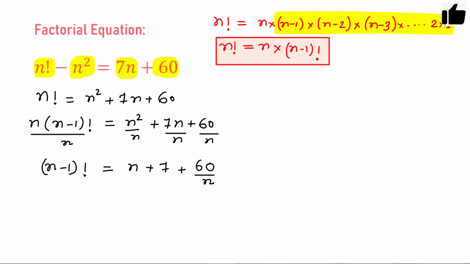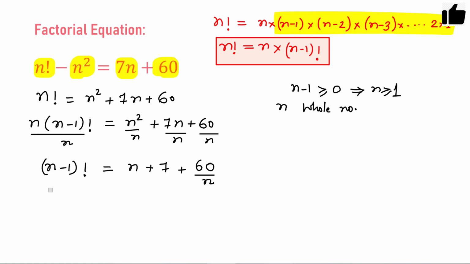Another important point: to define a factorial, the term inside the factorial must be a whole number. In this case you have n minus 1, so this should be non-negative. So what are the conditions? n minus 1 should be greater than or equal to 0, which implies n should be greater than or equal to 1. So this is one condition. And also n should be a whole number. Then only is the factorial defined. You cannot have a negative number.